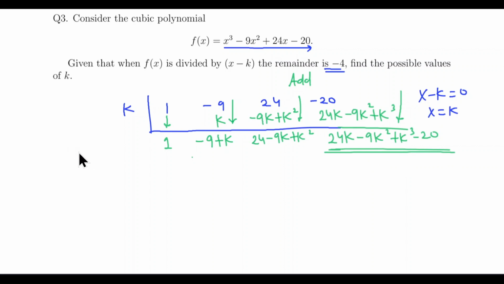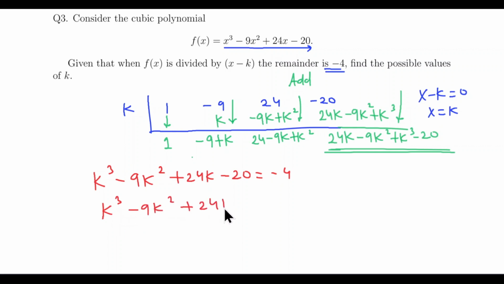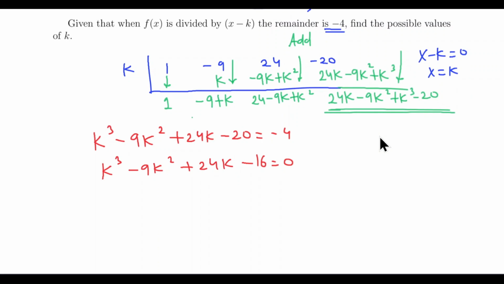And this is equal to negative 4. So let's do that. k cube, I'm just writing it in standard form, minus 9k square plus 24k minus 20 should be equal to negative 4. So k cube minus 9k square plus 24k, we add 4 to both sides, so it will become minus 16 is equal to 0. Unfortunately, this cannot really be factored as easily. So I'm going to do a hit and trial method, or something that is called the rational roots theorem.